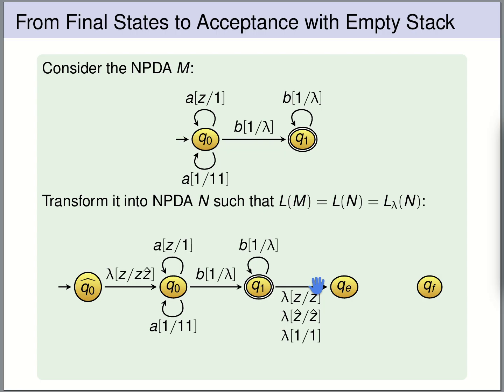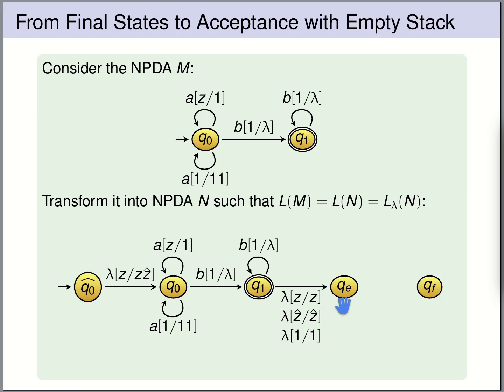So in this case, we have stack symbols of the original automaton Z and 1. And we have a fresh stack symbol Z hat. So we need 3 transitions. One that checks whether there's Z on the stack and it leaves it on the stack. One for Z hat and one for the stack symbol 1. So no matter what is on the stack, we can switch from a final state to QE. And now QE is responsible for emptying the stack.